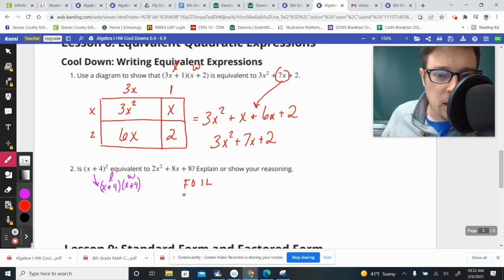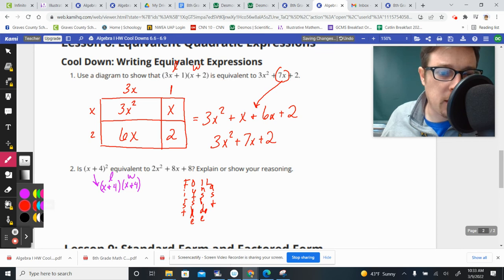FOIL. F stands for first. O stands for outside. I stands for inside. Sorry, and L stands for last. So if we follow the FOIL strategy, we're going to be multiplying in our length times width expression.